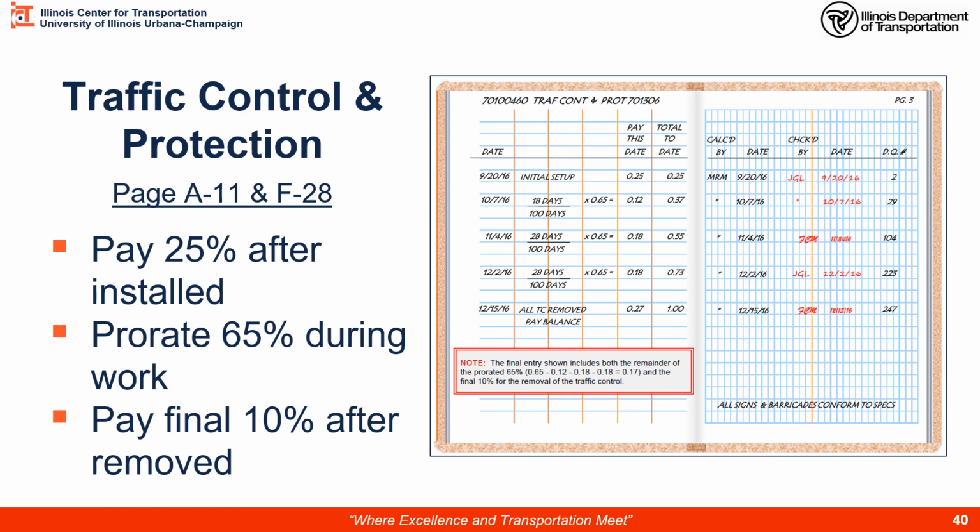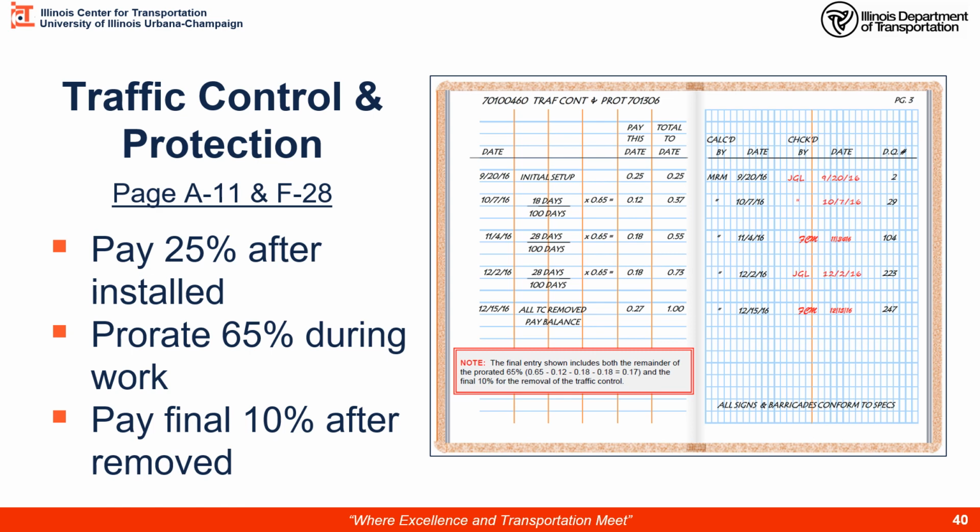So what we want to do is pay 25% of that lump sum after they get it installed and we inspect it and we approve of the setup. During the work that's protected by this traffic control, we're going to prorate 65% of that lump sum. Once they finish the work and have removed all the traffic control devices from our project, we're going to pay them the final 10%. How do we do that?